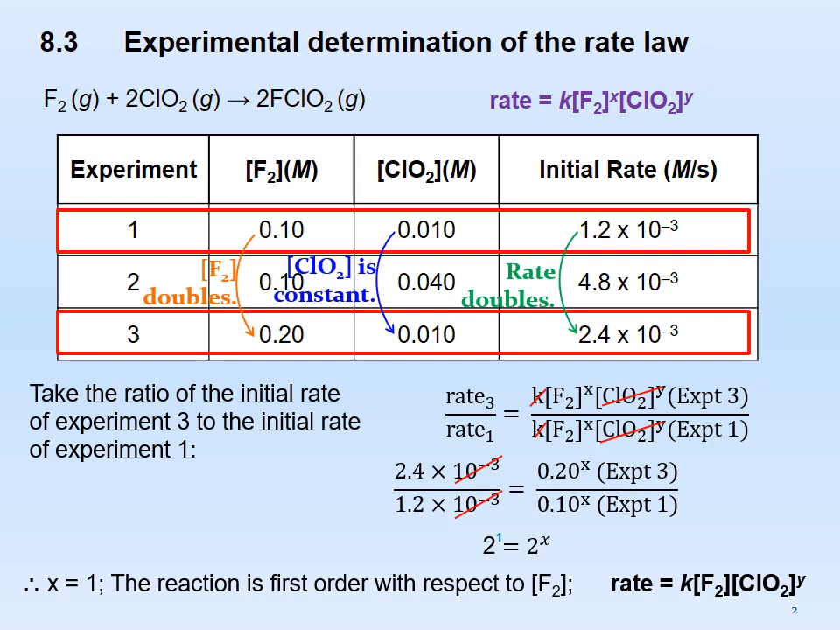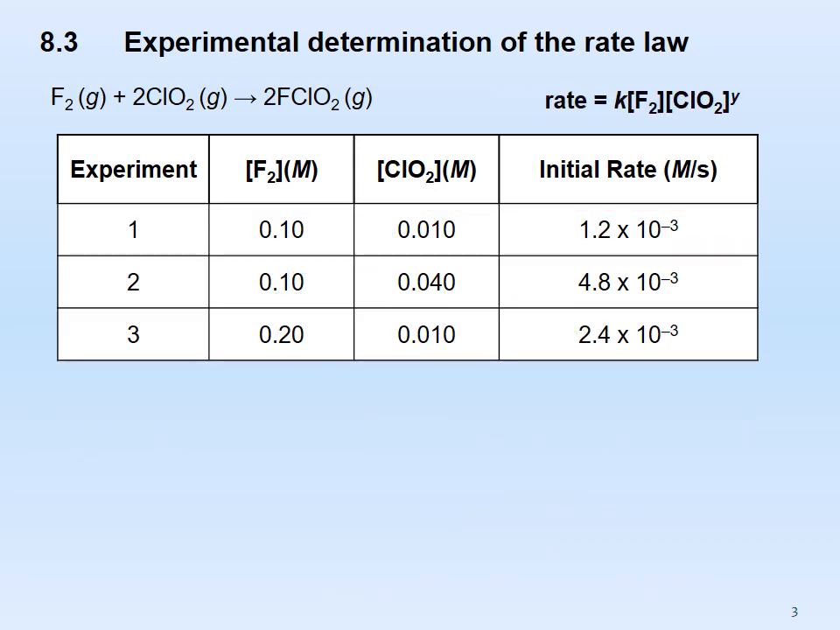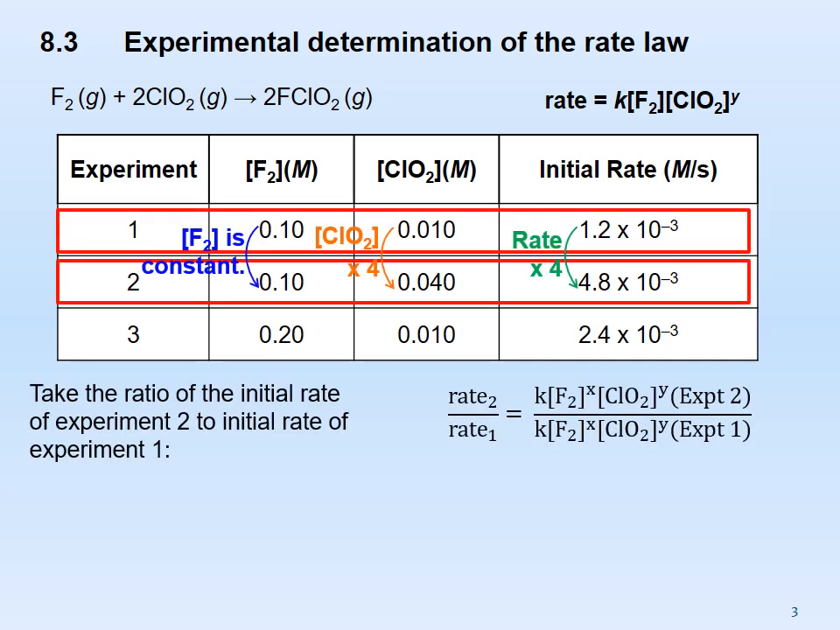Next, substitute this value of x into the rate law. If the power is 1, showing the power 1 is optional. So we have rate is k times fluorine concentration times chlorine dioxide concentration raised to power y. We now have to solve for y. We do something similar. We come up with another equation by taking the ratio of two rate equations involving the data of another two experiments. This time around, we use data from experiments 2 and 1.